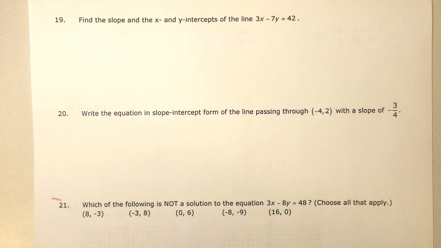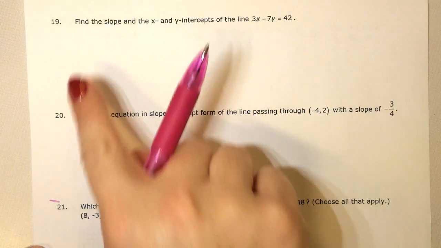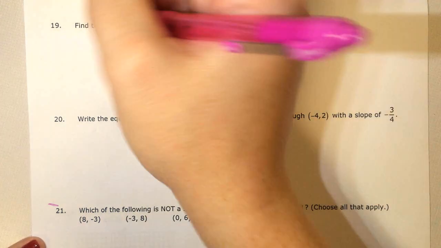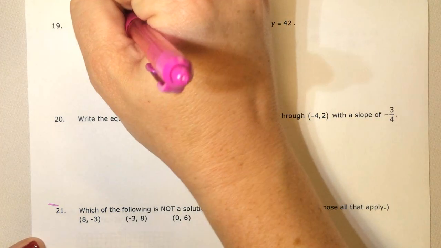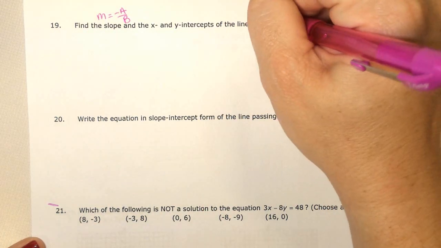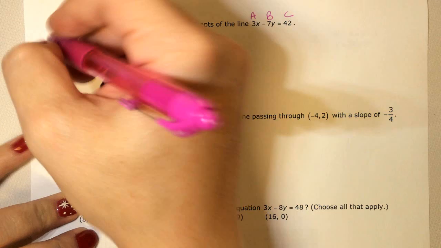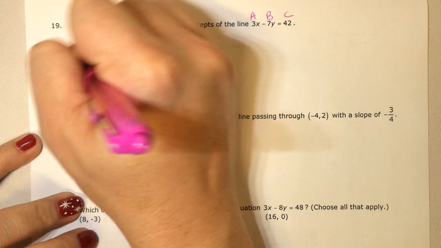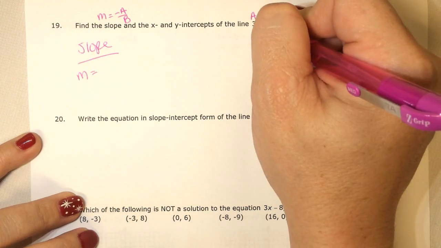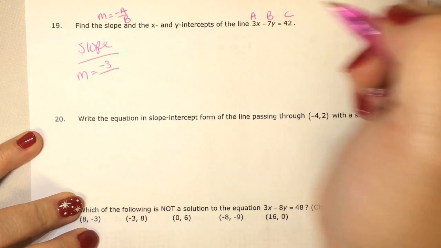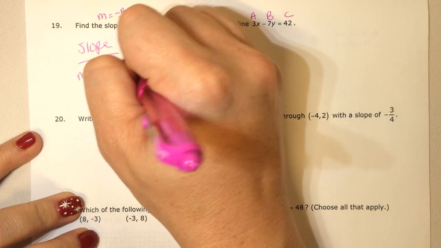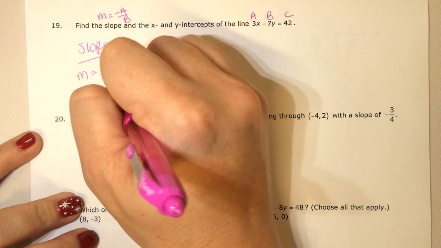Okay, 19 and 20 says find the slope and the x-intercepts of this line. So we just kind of talked about that. We know that slope is opposite A over B. Okay, we know this is my A, this is my B, and my C. So to find my slope, I know I need the opposite of A. Well, the opposite of positive 3 is negative 3 over exact B, so negative 7. Well, two negatives makes a positive. So I know my slope is positive 3 over 7.